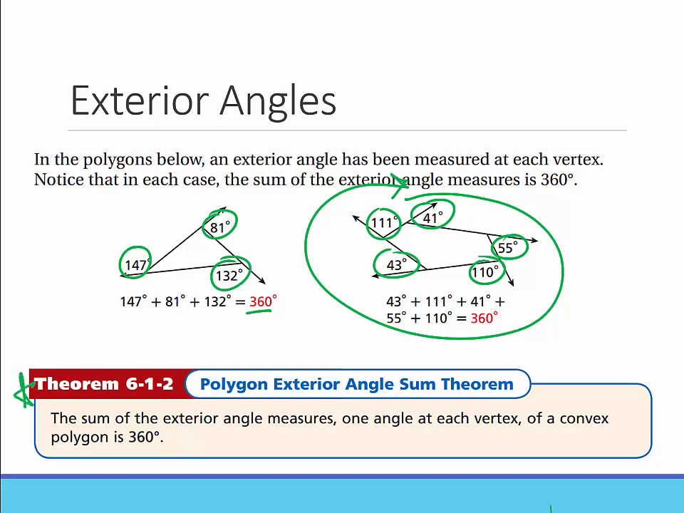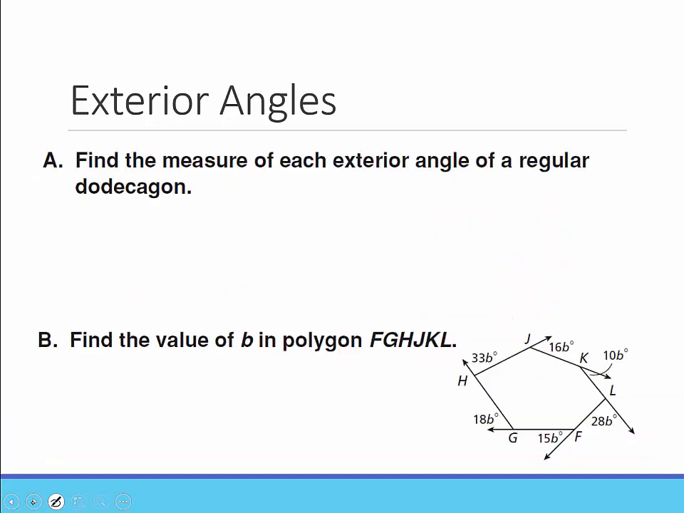So another theorem. The polygon exterior angle sum theorem says the sum of the exterior angle measures of a convex polygon is 360 degrees. And this is saying that you only have one at each vertex, so you can't measure like this angle and this angle. You just have to choose one of them. So let's do some problems.